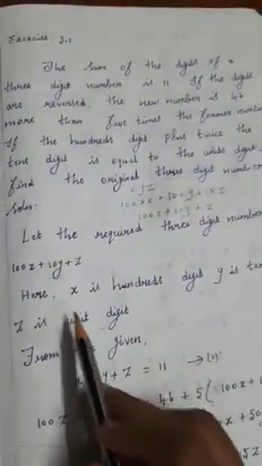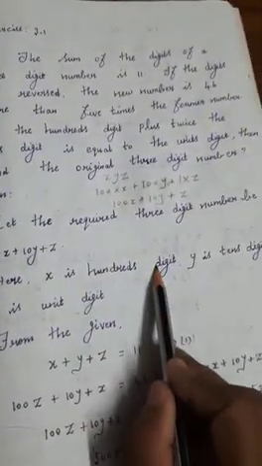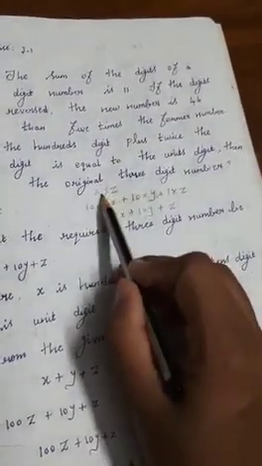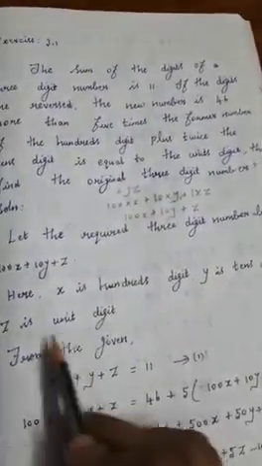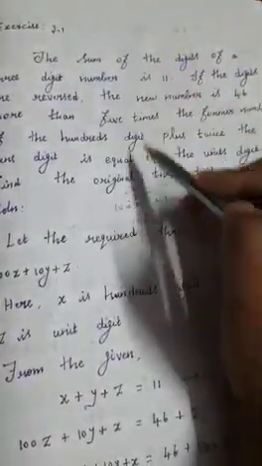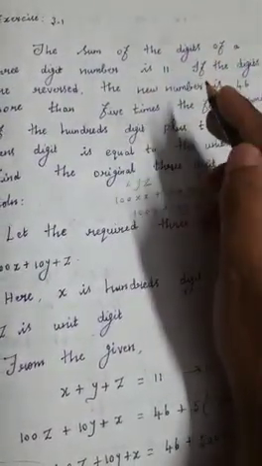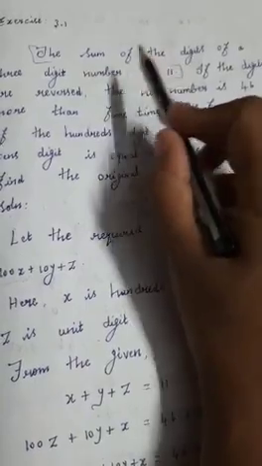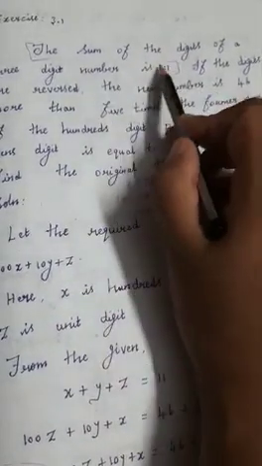Here x is the hundreds digit, y is the tens digit, and z is the unit digit. So here 3 conditions they have given. Using these 3 conditions only we are going to form the equations. So the first condition, what is it? The sum of the digits of a 3-digit number is 11. So while adding the 3 digits, we will get the answer 11.